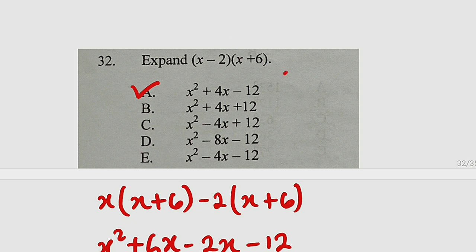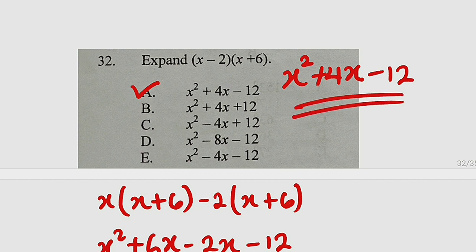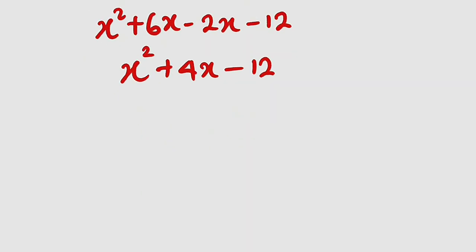So, this is x squared. If you take this, you add it to this, negative 2 plus 6 will give us 4. So this is 4, attach x. Then negative 2 times 6 is negative 12. As simple as that. Let us move on to question number 33.